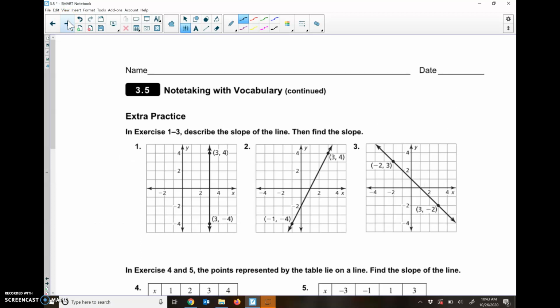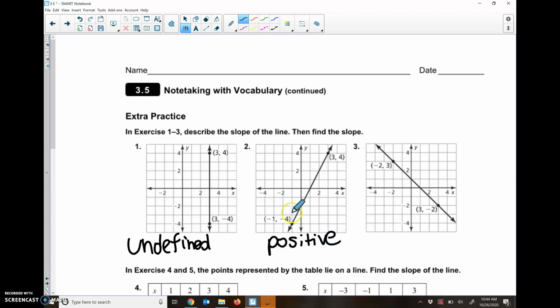Okay, here we need to describe the slope of the line and then find the slope. So that first one we just got done talking about. That first one is going to end up being undefined, so it doesn't really have a slope. Here we're going to say this slope from left side to right side is positive, so we're just going to call it positive.